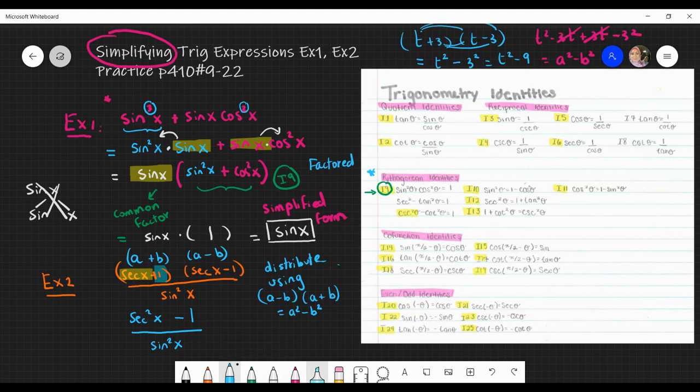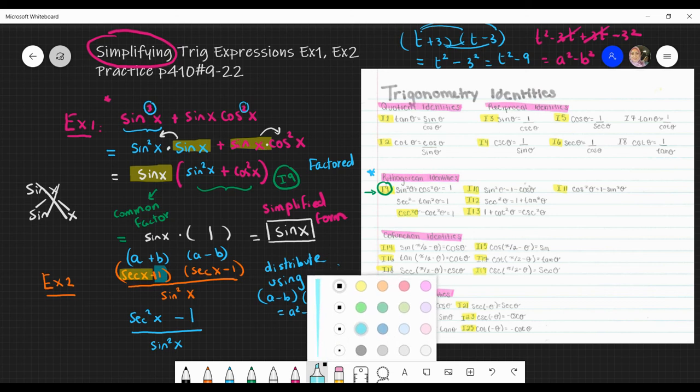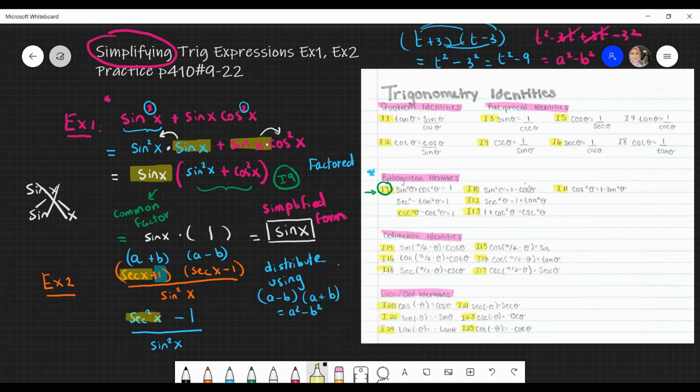Now I look at my numerator and I say, where do I see in my trig identity sheet a secant squared? So I look at my identity sheet, and a squared is also seen in the Pythagorean identities. So secant squared is equal to 1 plus tan squared. So I'm going to substitute secant squared according to identity 12, 1 plus tan squared of x, not theta in this case, and I'm going to copy that minus 1 over sine squared. The ones cancel out, so I'm left with tan squared divided by sine squared.